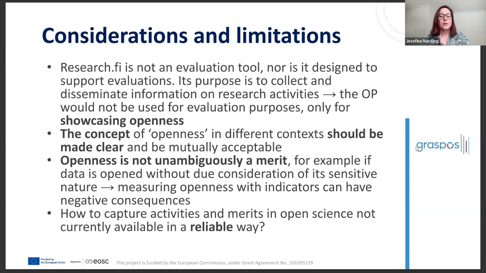And talking about merits, it's also good to note that openness cannot in all cases be considered as a merit, because there are always exceptions to the rule, as the scientific landscape in itself is very diverse. For example, when it comes to sensitive data, there are not equal opportunities to openly share all the data. So we have to be quite careful if we start measuring openness. We also need to make sure that we only include the indicators that are realistic across disciplines. Only then can we start to include open science achievements as metrics to be evaluated. And as a last consideration, we need to find a reliable way of bringing forward the open science activities that are not currently very visible, for example, team science efforts. Next slide, please.